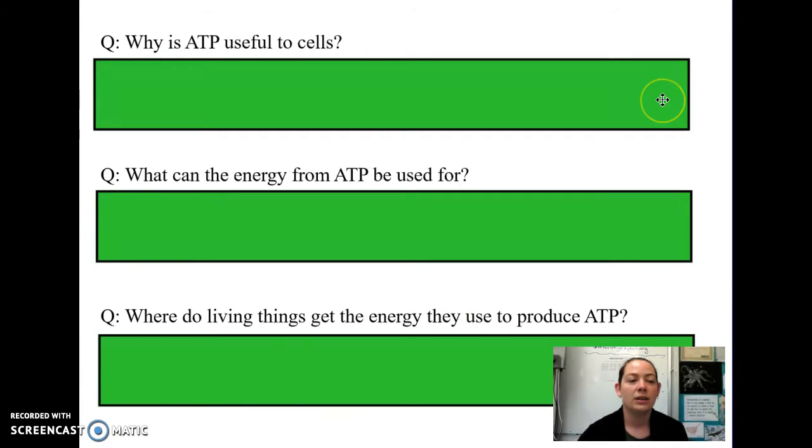So quick review, why is ATP useful to cells? See if you can come up with an answer. What can the energy from ATP be used for? And where do living things get the energy they use to produce ATP? Let's see what you think.